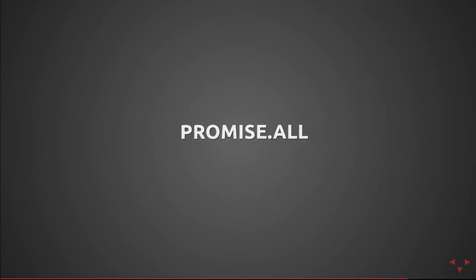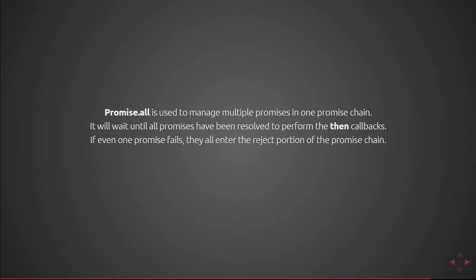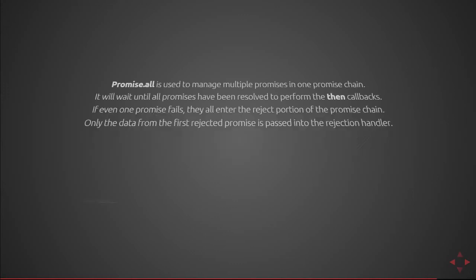Lastly, we'll cover Promise.all. Promise.all is used to manage multiple promises in one promise chain. It will wait until all promises have been resolved to perform the then callbacks. If even one promise fails, they all enter the reject portion of the promise chain. Only the data from the first rejected promise is passed into the rejection handler.